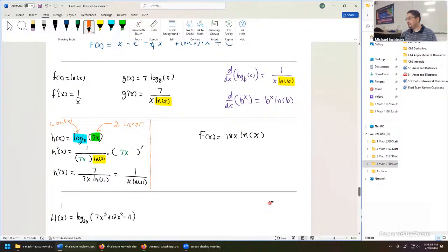Okay, for this next one, I recall that whenever it was a product rule or a quotient rule in exam 3, these were pretty tricky as well. So let's take our time with this one. This one's going to be the good old product rule.